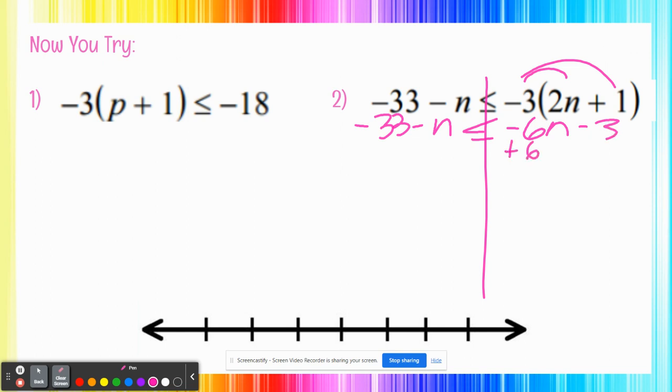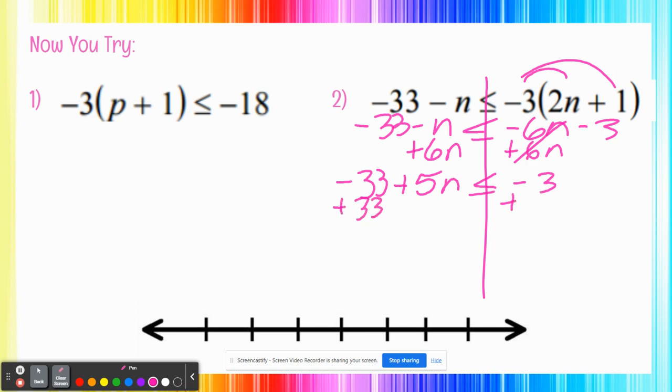So I'm going to add 6n to both sides so I can have my variable on the left. So that gives me 5n. Bring down the negative 33. This was a positive 5n, so I could put a plus and bring down my minus 3. I'm going to add 33 to both sides to get my constants together. That gives me 5n is less than or equal to, and that gives me positive 30.